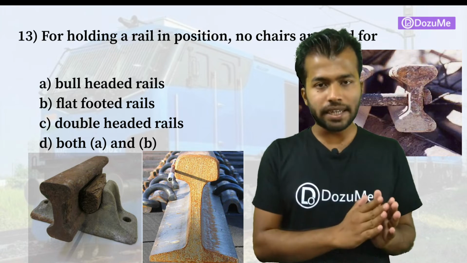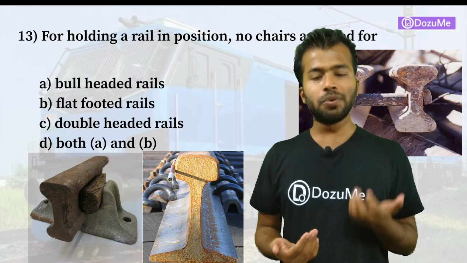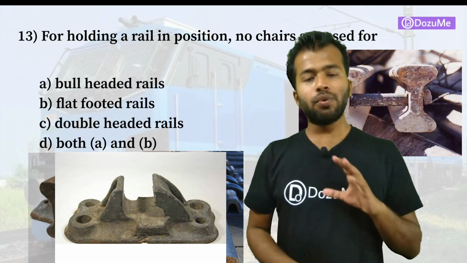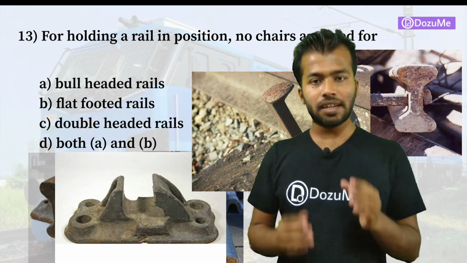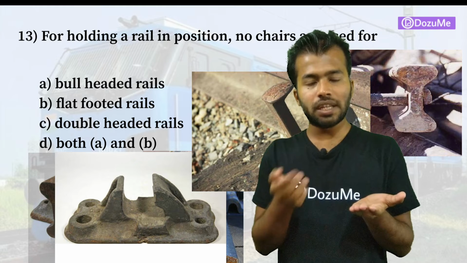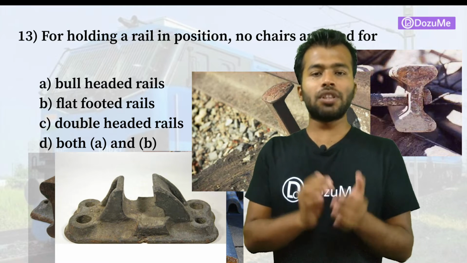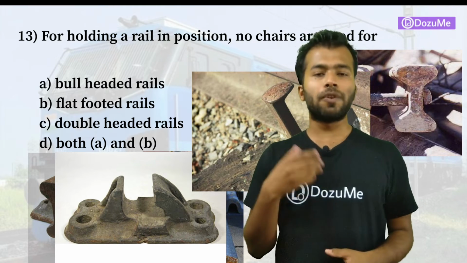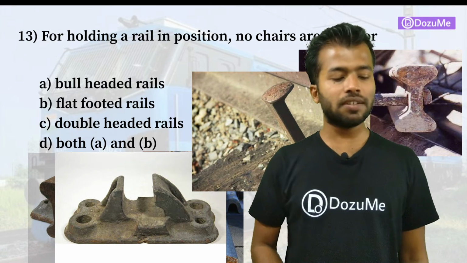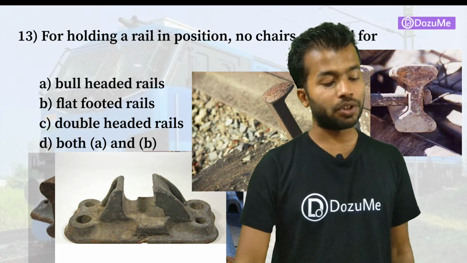For the bull-headed and the double-headed rail, for stability in the track, we use chairs. But in the case of flat-footed rail, we go only for spikes, as it has a flat foot with a larger area than the head, so it is already stable in the track. For holding purposes only, we use the spike. So answer B, the flat-footed rail: no chairs are used, only spikes are used in flat-footed rails.